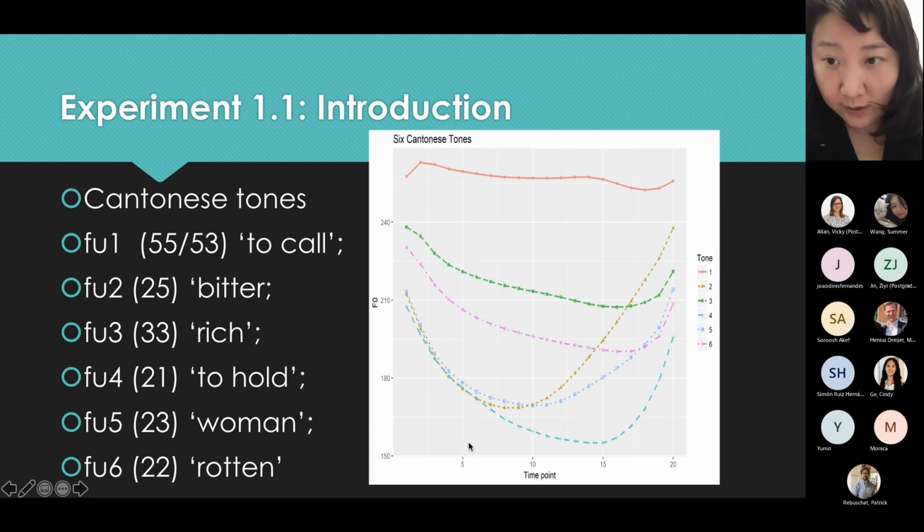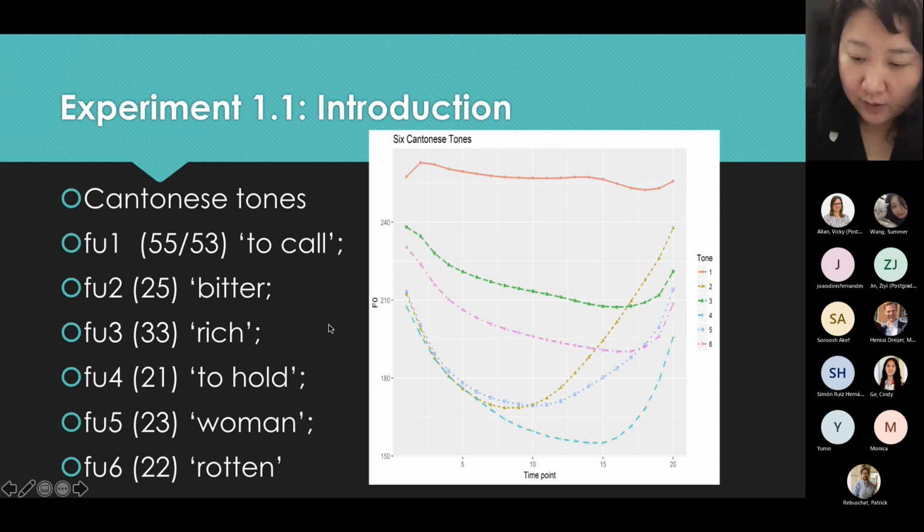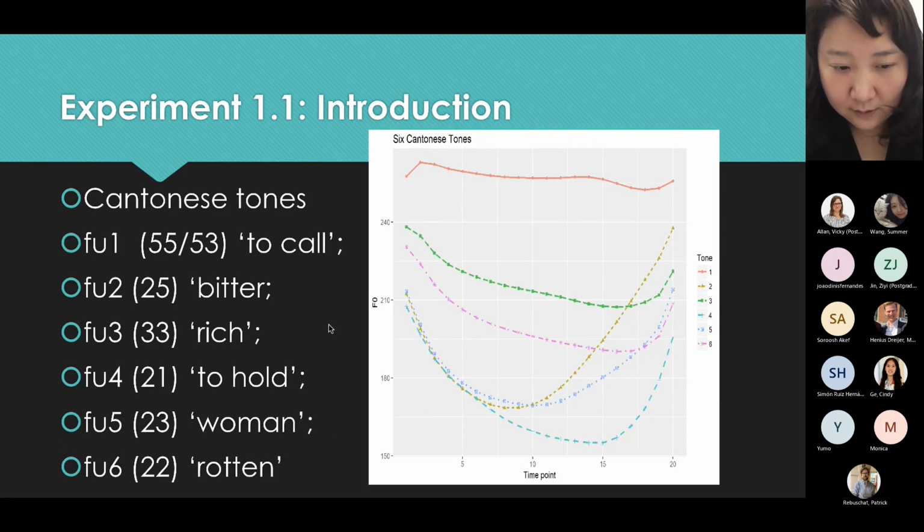If you would like to take a look at the 3 level tones, they are represented in this figure. We have tone 1 here, which is the highest. Then we have tone 3 in the middle, followed by tone 6, which has the lower tone values. So we decided to use these 3 level tones to test our hypothesis about the parametric representations.